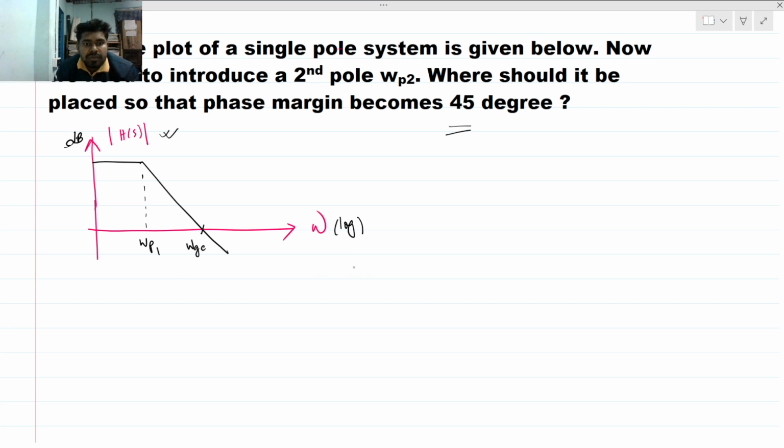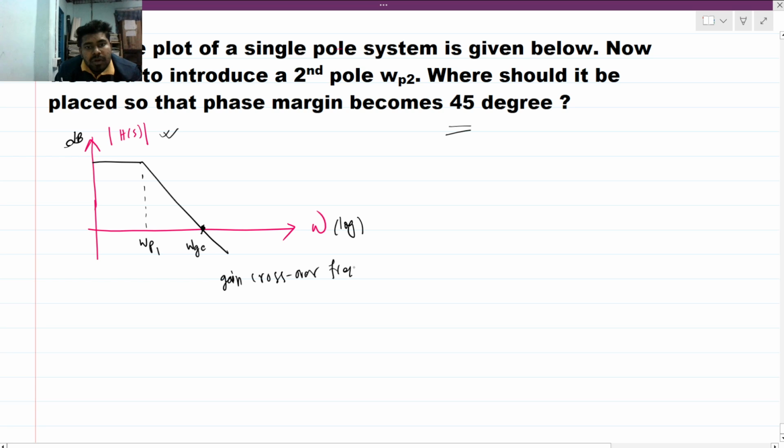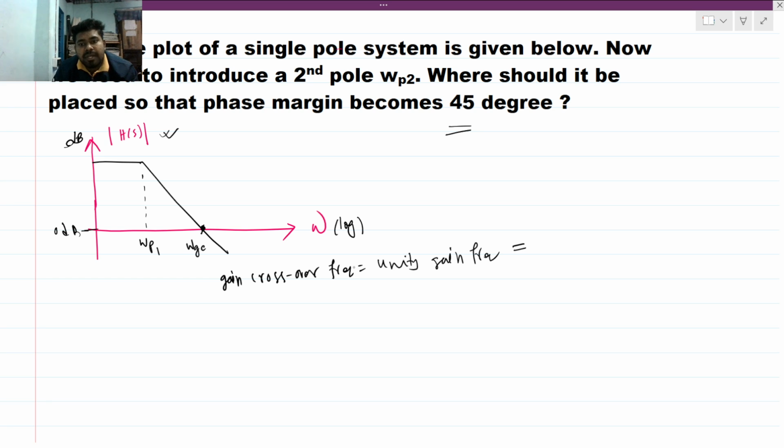So okay. So this is called, what is called this frequency? This is called gain crossover frequency or unity gain frequency. Okay, unity gain frequency. As this is unity gain, right? 0 dB. This is 0 dB, means the gain is 1, right? So this is called gain crossover frequency or unity gain frequency, or can be called as unity gain bandwidth as well. Okay, bandwidth.